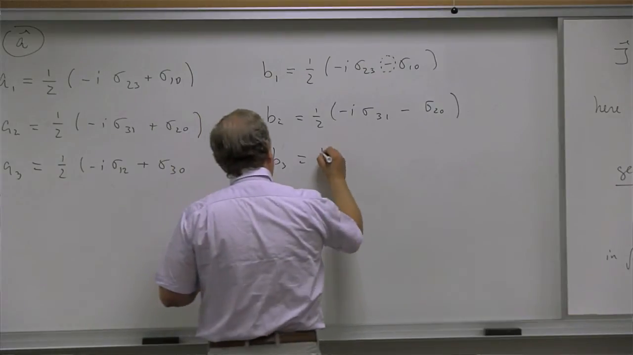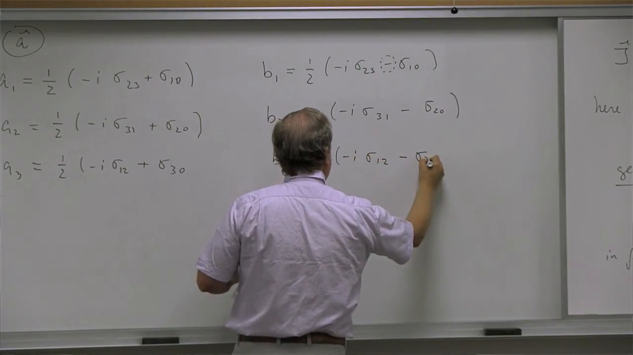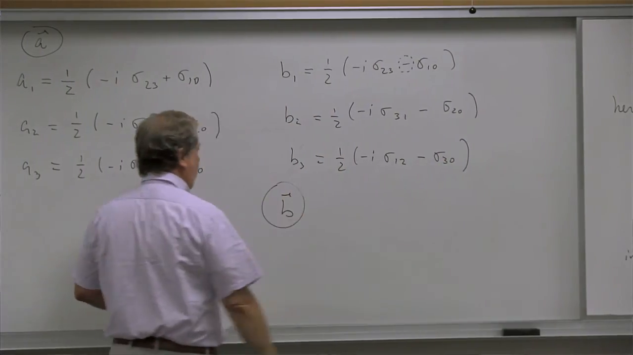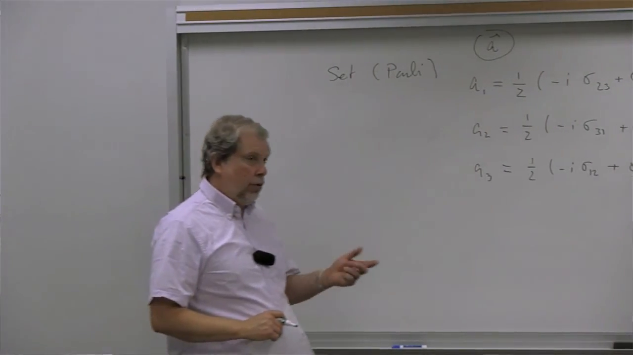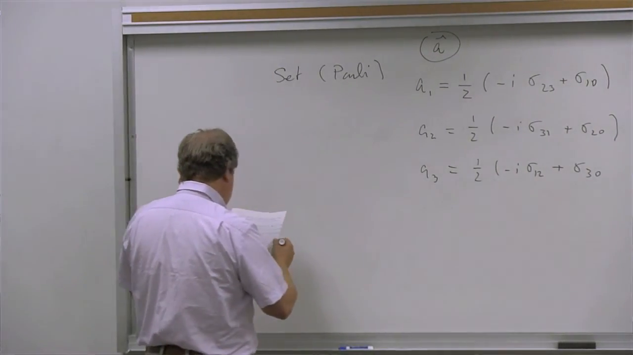And then 1/2 minus i sigma 1, 2 minus sigma 3, 0. Okay, and so that's the second vector of matrices B. All right, linear combination, so you should still presumably get some simple commutator. And I'll tell you what the commutator is.